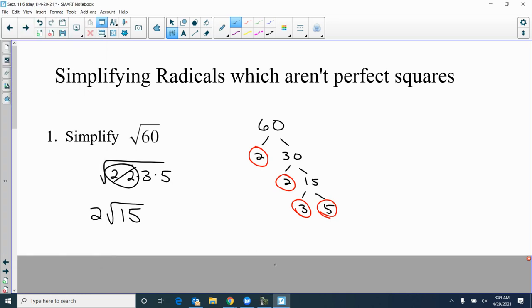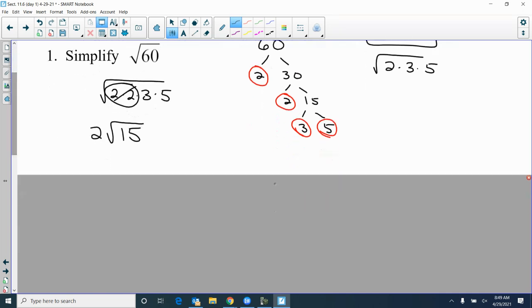Jordan, what do you have? I was going to ask, what if there's no pair on the inside? If there is no pair, then the original number would be the answer. A case like that would be square root of 30. Square root of 30 would be 2 times 3 times 5. No pair, so you just leave it like that. That would be the answer. It wouldn't simplify. But if it does have a pair, the reason this works is because 2 times 2 is 4, and the square root of 4 is 2. That's why we get a 2 on the outside.